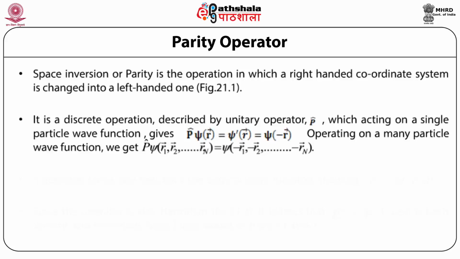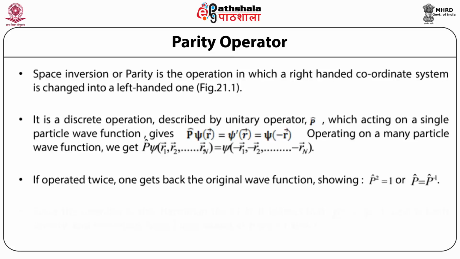Now this parity operator, when it acts on a many particle wave function, gives the relation: P acting on psi of r1, r2 and so on till rn, corresponding to the n particles, gets transformed to psi of minus r1, minus r2 and so on till minus rn, where now these new position vectors correspond to the same n particles after the transformation. And it is also easy to see that if the same parity operator is operated twice, then we get back the original wave function. So if we take the square of the parity operator, the answer comes out to be 1. Or we can also say that the parity operator P is equal to its inverse.